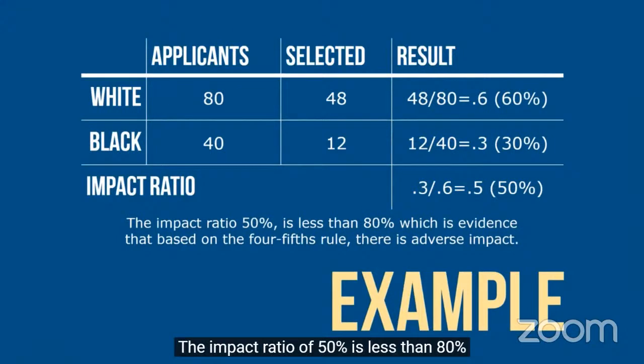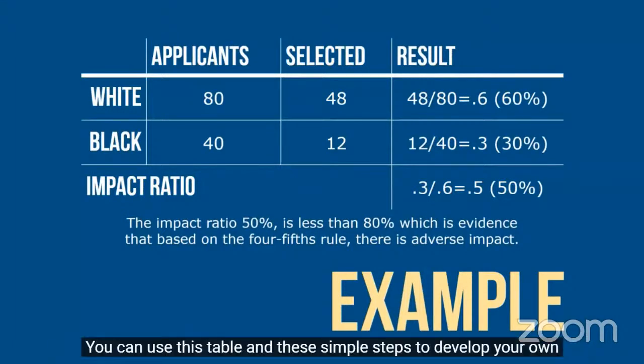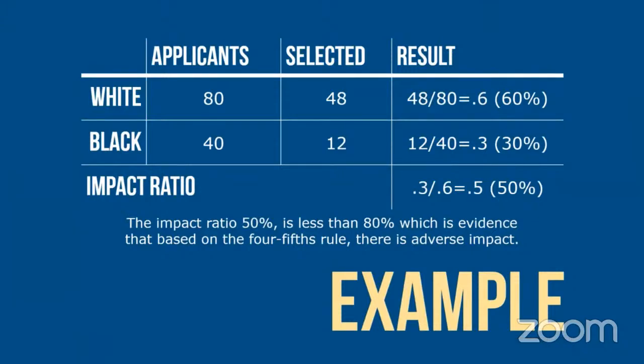The impact ratio of 50% is less than 80%, which is evidence based on the 4/5 rule that adverse impact exists. You can use this table and these simple steps to develop your own analysis of whether adverse impact exists in a disparate impact case.